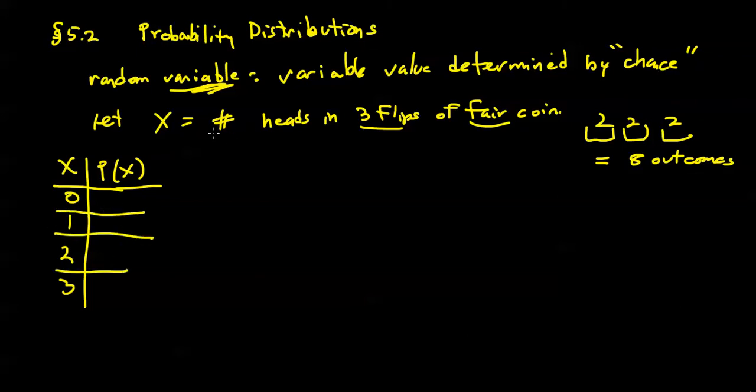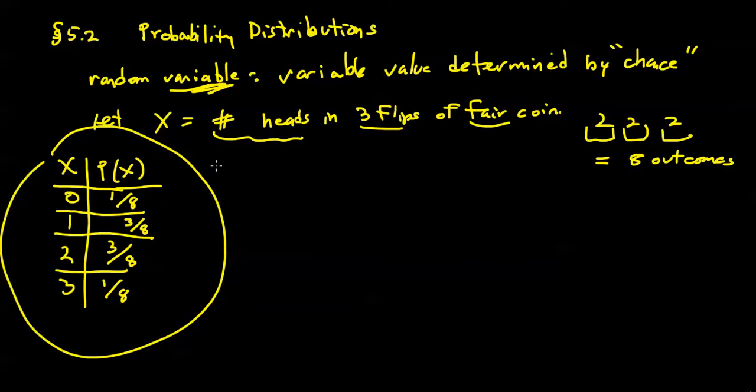Well, if you're talking about number of heads, I claim there's only 1 outcome out of 8 that has 0 heads. That's tail, tail, tail. Similarly, there is only 1 outcome out of these 8 that has 3 heads. That's heads, heads, heads. Now if you're talking about 1 head, well, 1 head means 1 head and 2 tails, and there are 3 slots available for that 1 head. Similarly, there would be 3 slots available for 1 tail if you're looking for 2 heads. So this is my probability distribution for x.